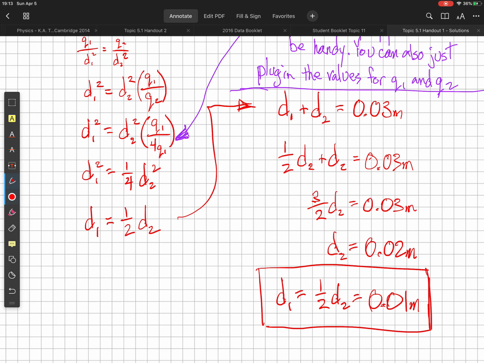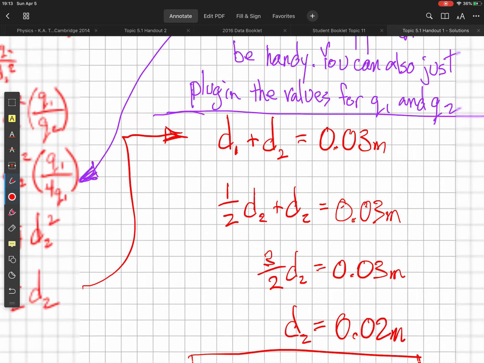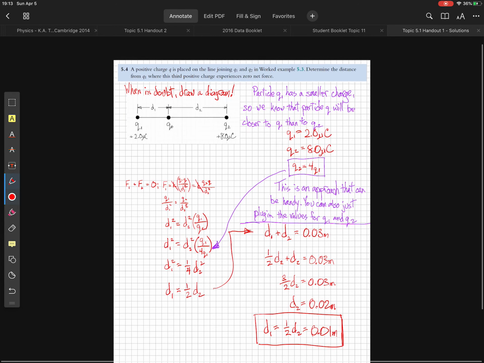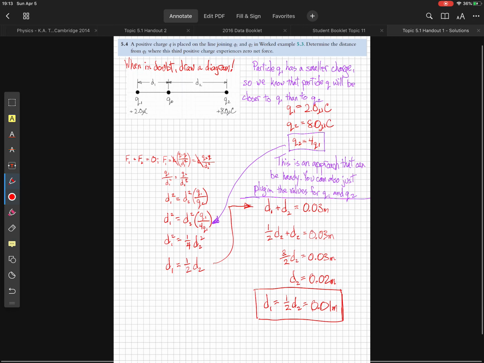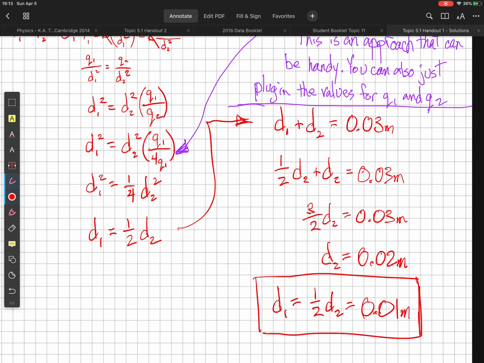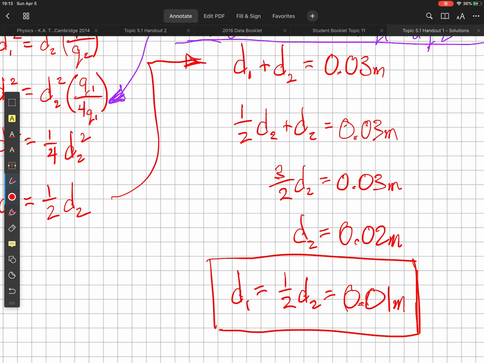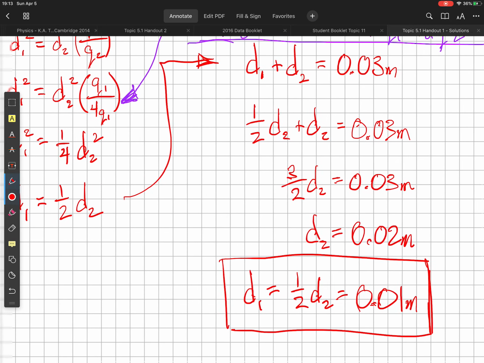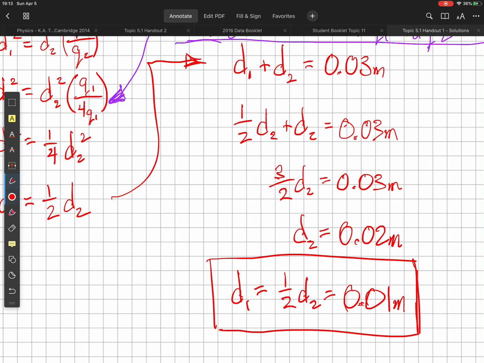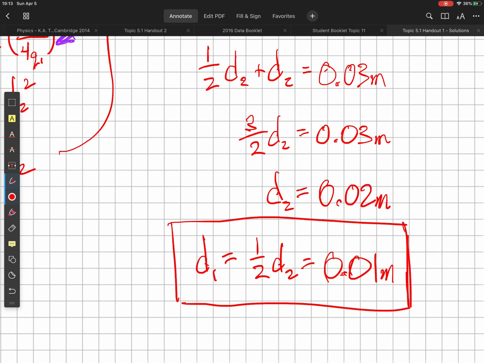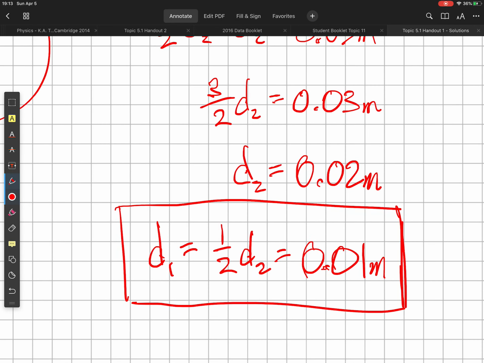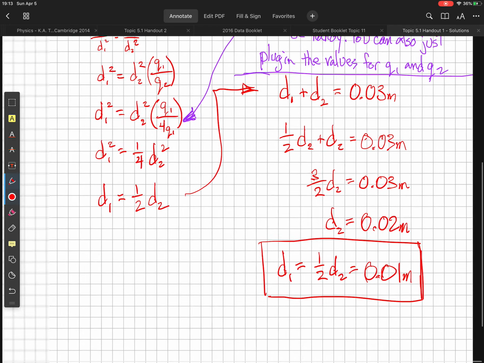Okay, remember that we're given the total distance, d sub 1 plus d sub 2, and that is equal to 3 centimeters. And that is from the previous problem in 5.3. Okay, so I can then plug in the value I've solved for d sub 1, and you do a little substitution, and you will find that d sub 2 is equal to 0.02 meters, and d sub 1 then is equal to 1 centimeter. Okay.